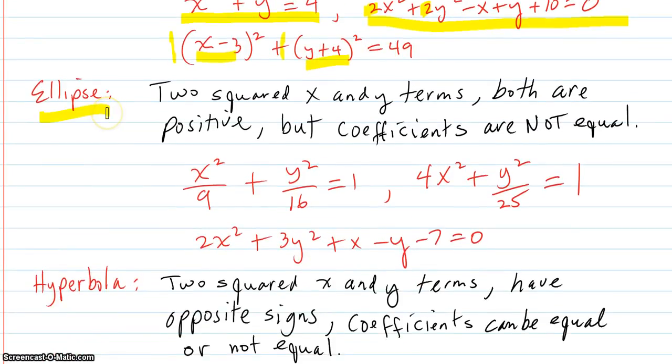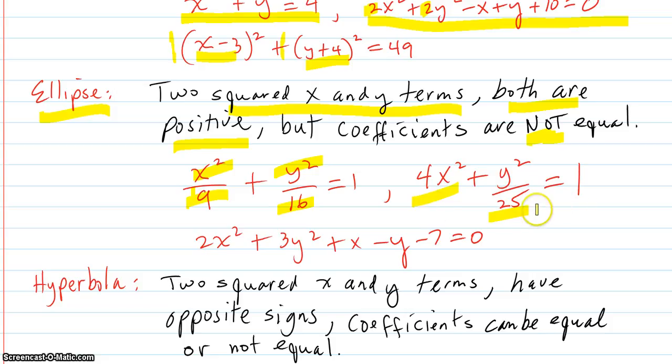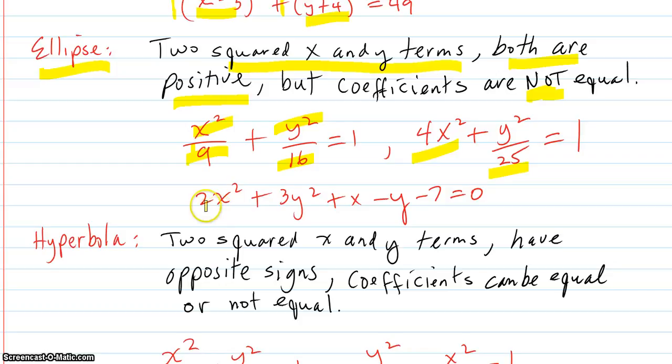For an ellipse, there are two squared x and y terms. Both are positive, but the coefficients are not equal. That's what bends it out of shape. So you have a 9 and a 16, or you have two squares, both positive, or you have it looking something like this. It's still different coefficients, two squared terms, x and y, and both positive. Or if you have it in a general form, these coefficients of the squared terms would have to be different to bend it out of shape from being a circle. If they were equal, it would end up being a circle.